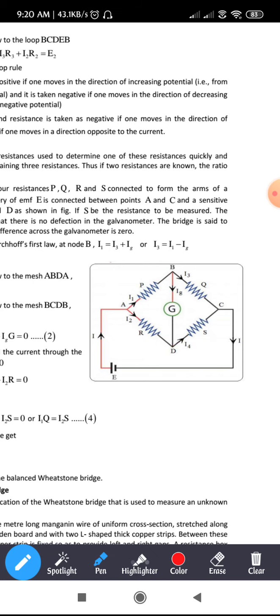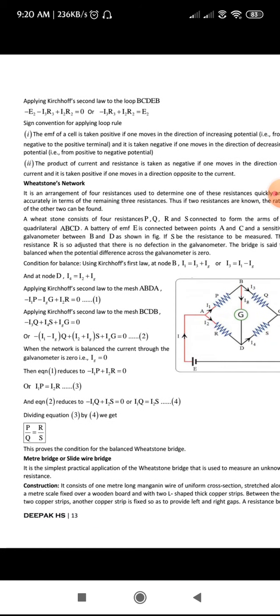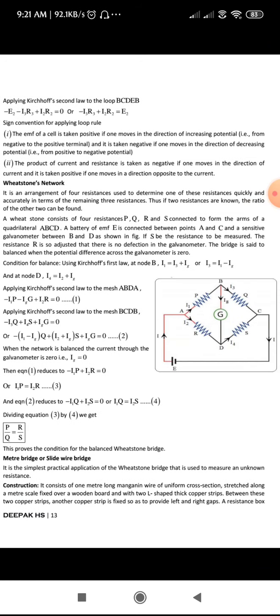Hence, in terms of mathematics, you write I4 is equal to I2 plus Ig. I4 is the outgoing current, and I2 plus Ig is the incoming current. So both are equal, incoming is equal to outgoing. This is how we apply KCL to the junctions B and D. Okay, is this fine?